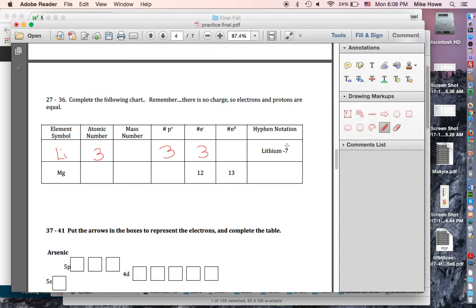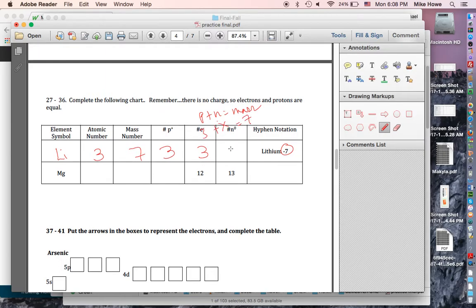Neutrons: we know the mass is 7, because it tells us right here it's 7. So the neutrons would be, remember, protons plus neutrons equals mass. So if the protons are 3, we don't know what x is, the neutrons, that equals 7. So 3 plus something equals 7.